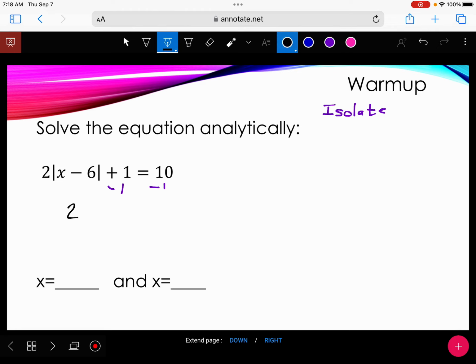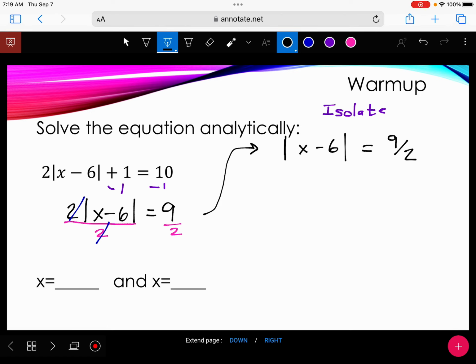So it gives us 2 times the absolute value of x minus 6 equals 9. We're going to divide both sides by 2. We're going to wind up with a fraction, and that's okay. I'm going to bring this up over here because I wrote big. So now I have the absolute value of x minus 6 equals 9 over 2. And we can leave it as a fraction. You can put it as a decimal if you want to. 9 over 2 is 4.5.